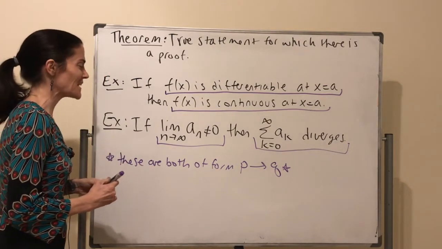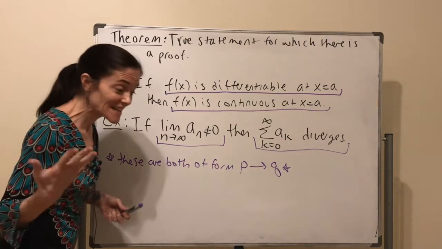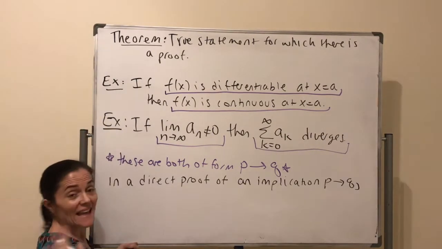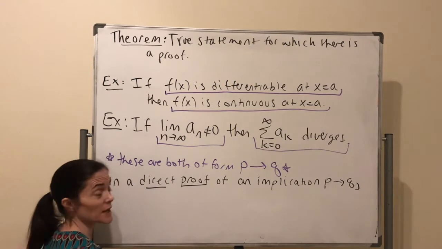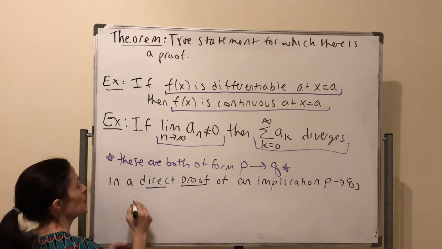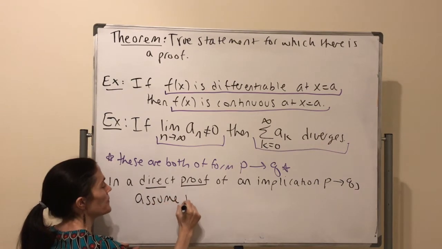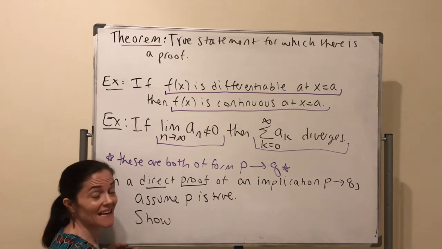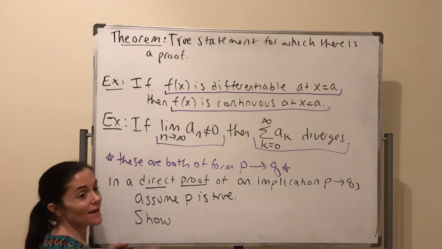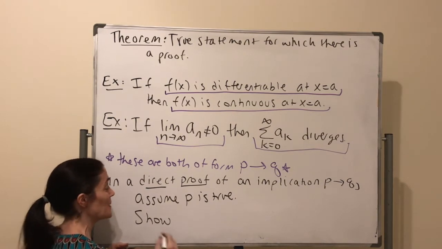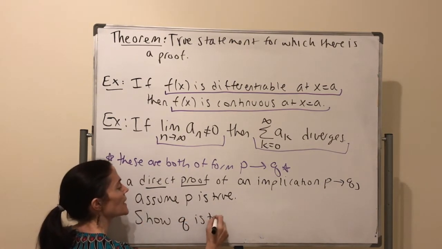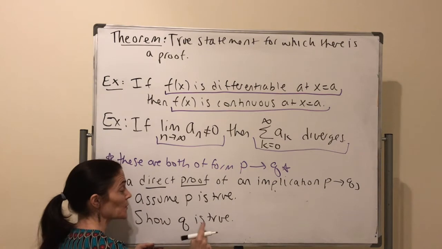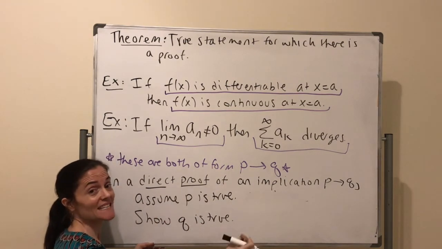Okay, so how are we going to prove a P implies Q? Well, we will have a number of techniques. The first is called a direct proof. In a direct proof of an implication, P implies Q, we want to assume P is true. And then we show, using definitions, using arguments, whatever we need to do, that Q is true. And this is the strategy. If we assume P is true and show Q is true, we have proved the implication is true.